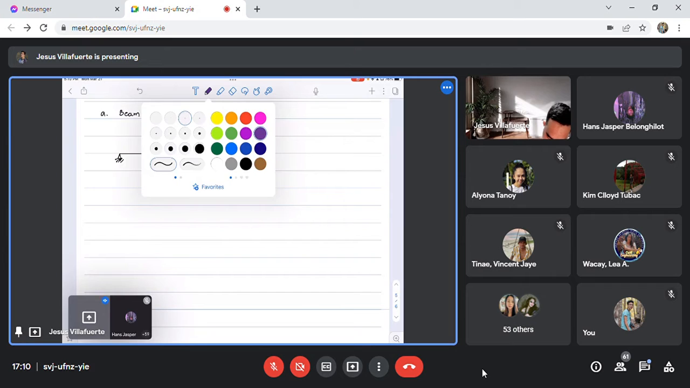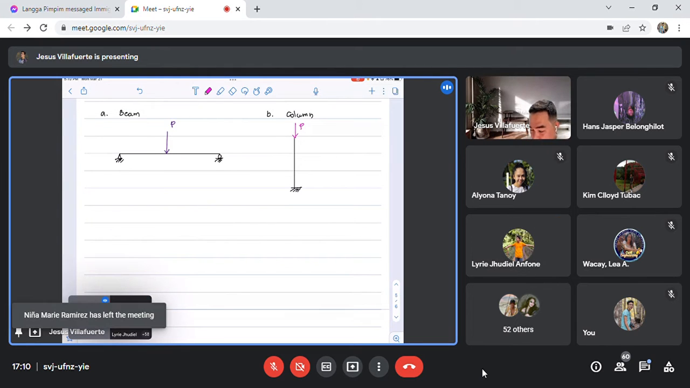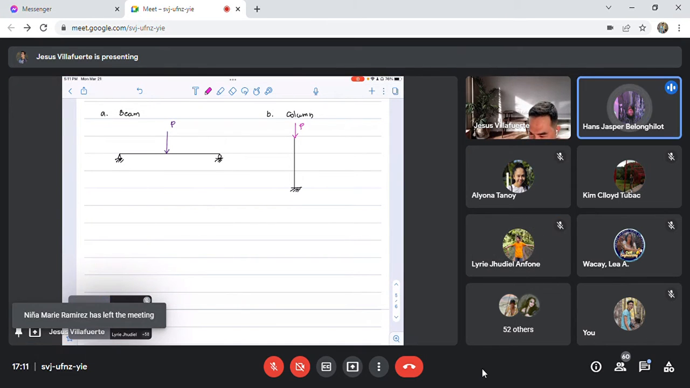So the other one. Let's draw a column. So let's say this is a column. But when can we say really that this is a column? Vertical, sir. This one is vertical. However, same thing. You have to consider the loading. If this column is resisting axial loads, meaning the load is applied along the axis of the member, then this is a column. Okay? Yes, sir.